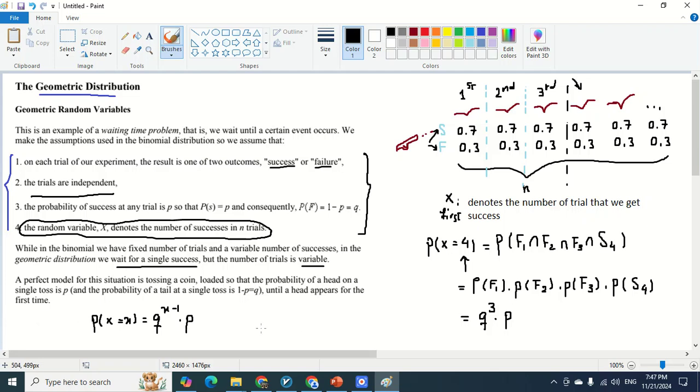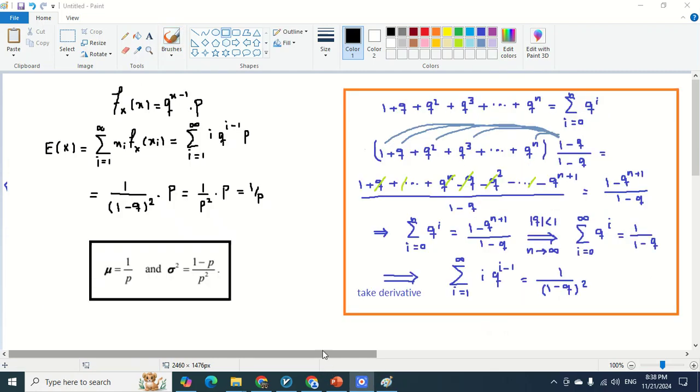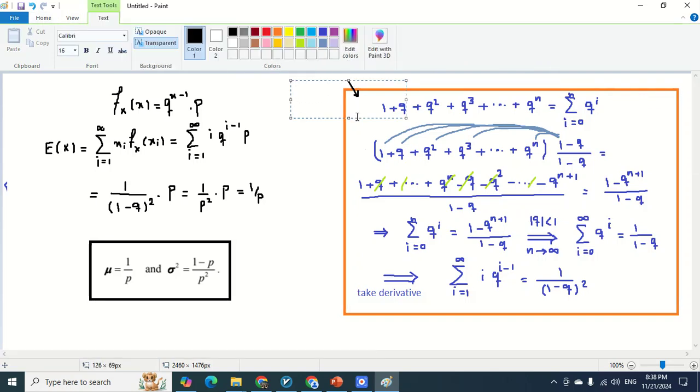About the expected value and variance of this distribution, we have the following discussion. To calculate the expected value and the variance of the geometric distribution, look at the orange box, where you can see a quick review of the geometric series. If you remember from Calculus 2, we have the geometric series as well. So let me just write it here, geometric series.